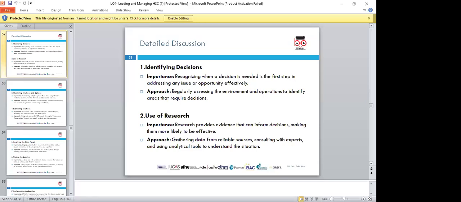Then you can use research that we've clearly spoken about. Research provides evidence that can inform decisions, making them more likely to be effective. The approach is that you are able to gather data from reliable sources, consulting experts, and use those data to understand the situation. Use those data to formulate things that will help in the decision that you want to take for that particular situation.